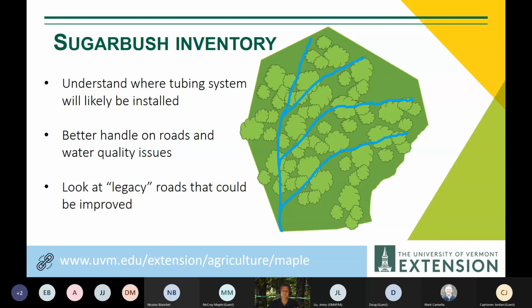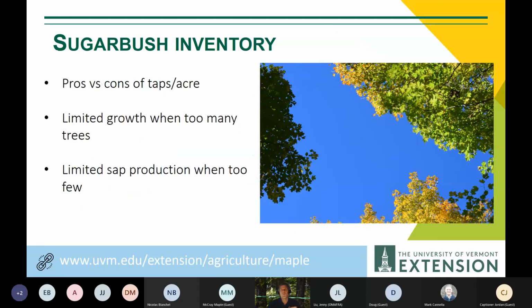And in case my abstract drawing is throwing you off a little bit, this polygon is meant to illustrate a generic forested property, and hopefully you can identify those green puffy things as trees, and the blue squiggly lines would be theoretically where a main line might be set up. When you are collecting this data based on stands, you're going to find a very variable amount of taps per acre, and there are pros and cons.